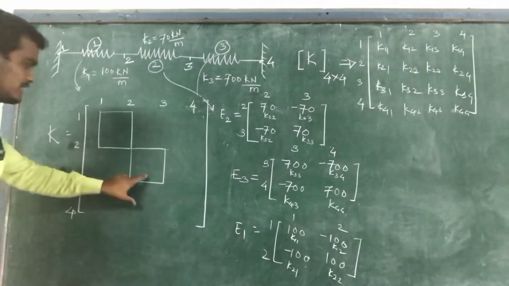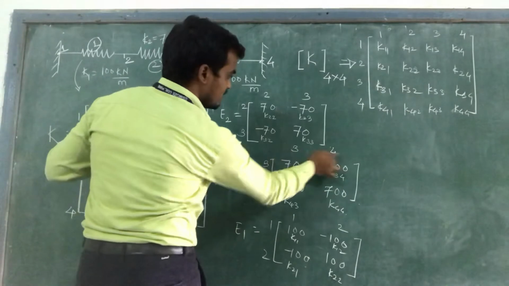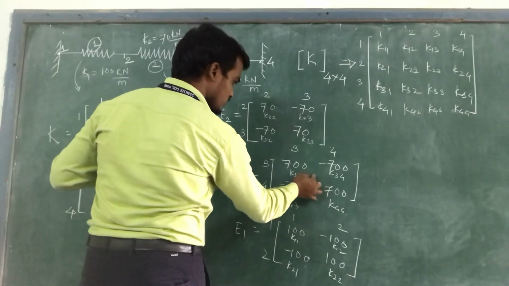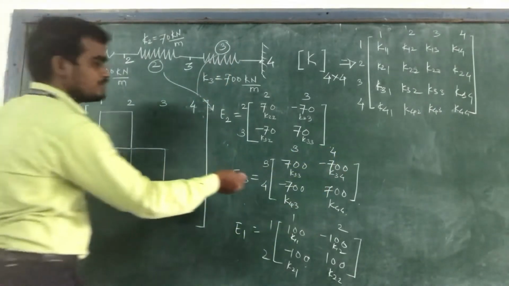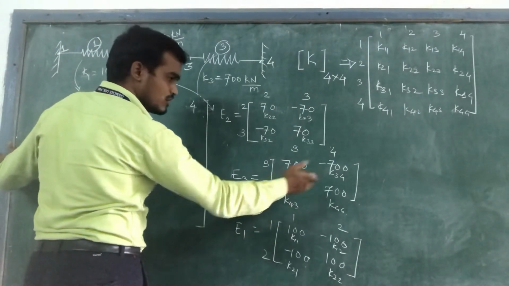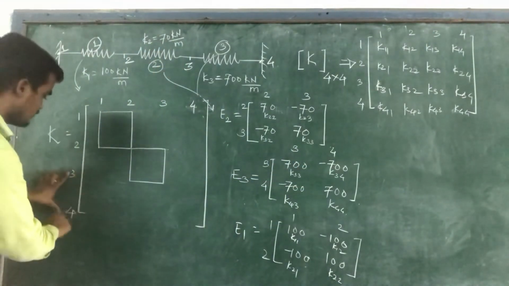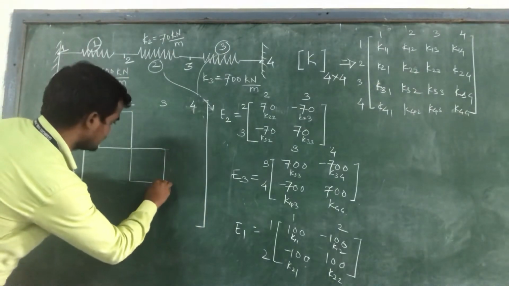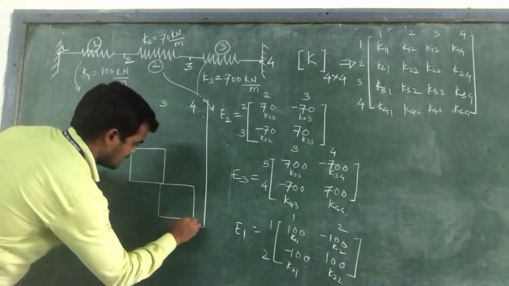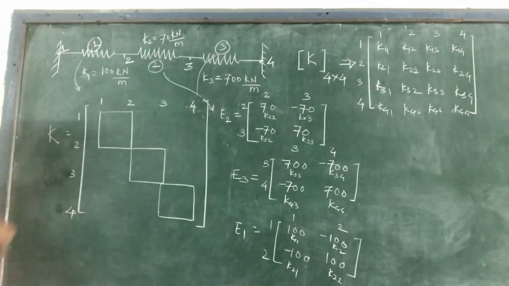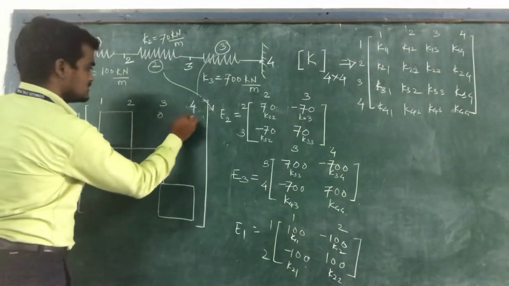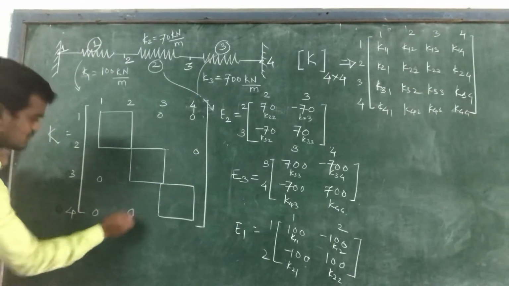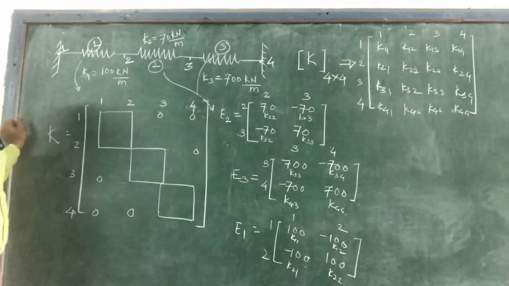Okay. And finally, the third one is between 3 and 4. This element is in between node 3 and 4. Means position these elements between 3 and 4, means between third row, fourth row, third column, fourth column. So it will become like that. Okay, and the remaining terms will be equal to 0. So this is nothing but a symmetric matrix. You will get a symmetric matrix.